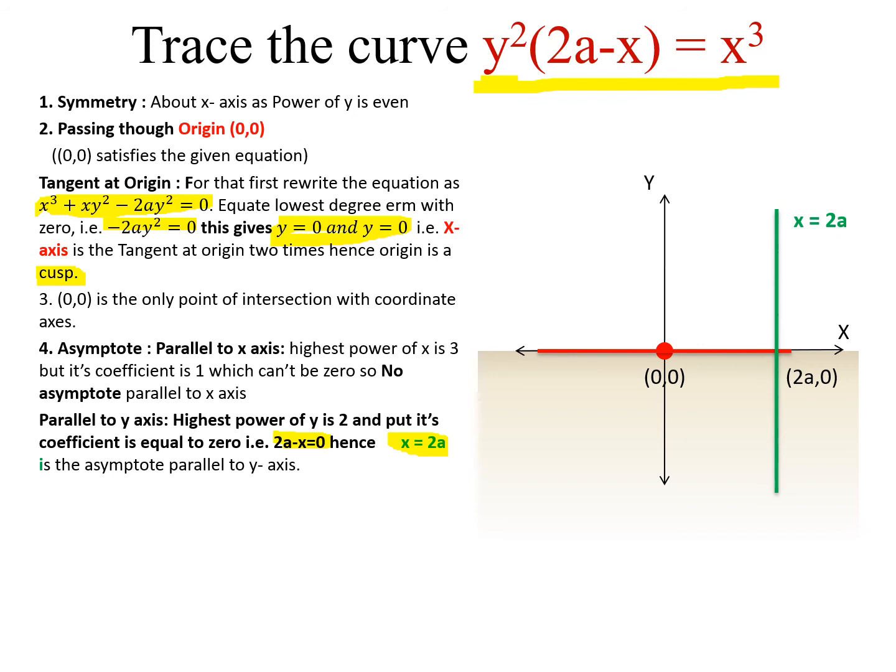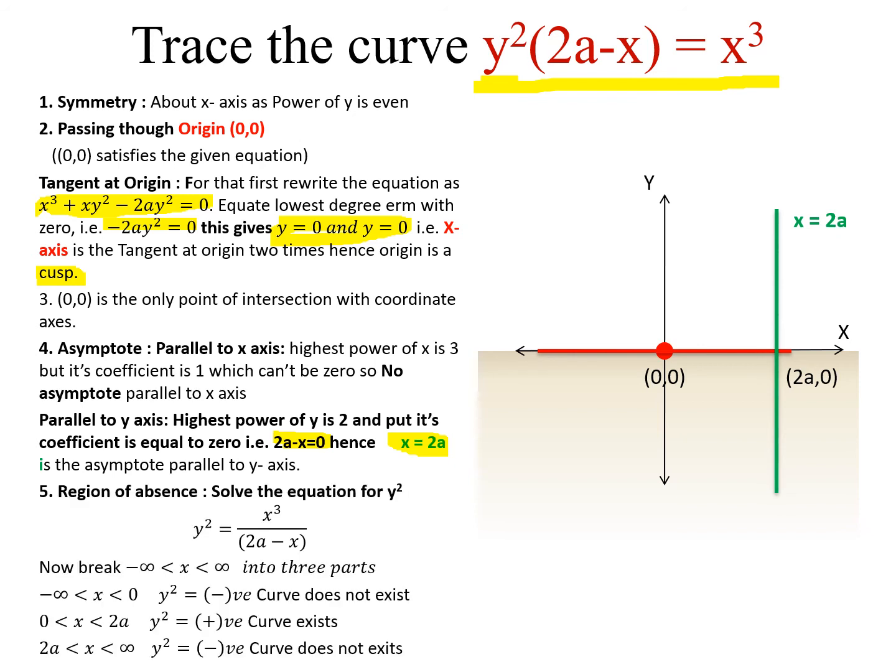Now come to the last rule, that is region of absence. You can easily identify that this equation is solvable for y square. So you can rewrite your equation as y square equal to x cube upon 2a minus x. If you put the numerator and denominator of the right hand side equal to 0, then you will get x equal to 0 and x equal to 2a. So the total x-axis is divided into 3 parts: minus infinity to 0, 0 to 2a, and 2a to infinity.